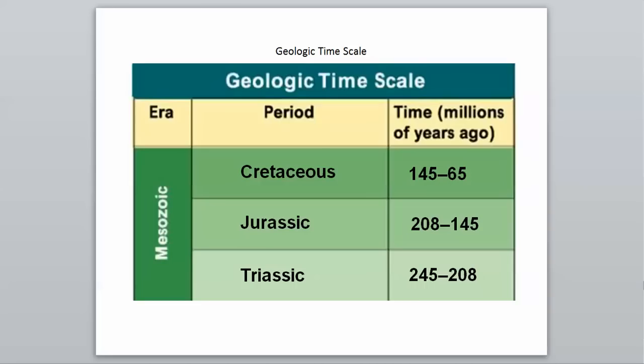And so the Mesozoic has three different periods in it, and these names just kind of sound like dinosaurs' names, mainly because of our famous movie Jurassic Park. So we have our Triassic period, our Jurassic period, and our Cretaceous period, all present during the Mesozoic era. So this is when the dinosaurs lived.